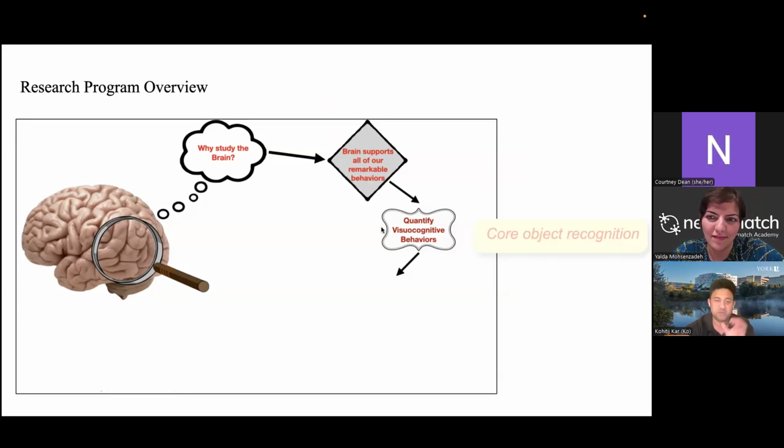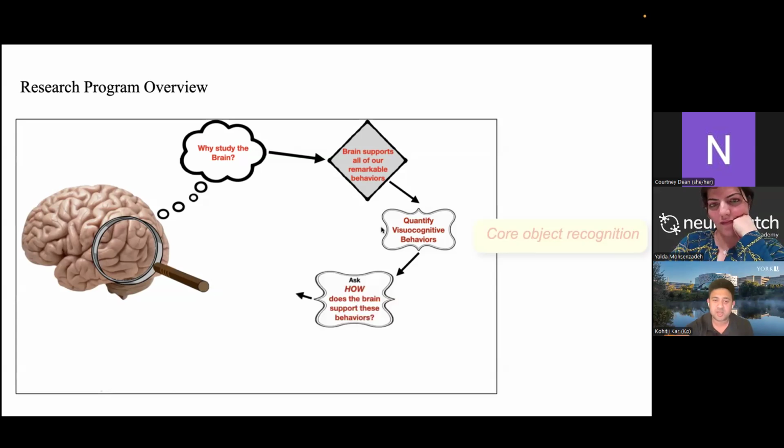Happens very fast, foveally determined. So we study this very critical behavior that we do seamlessly. You did not think much about actually discriminating these objects, but it has been, through decades, a very difficult problem to solve. So then we ask, how does the brain support this behavior? This is part of the whole closed loop.